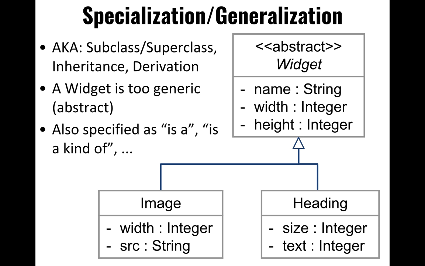So in this case, we have different names for these different kinds of things. We sometimes say that this is a base class, and these are all subclasses of some superclass, or this is a base class, and these are all derived classes of the base class. Or we say that a heading is a special type of widget. So we say that a heading is a widget, so there's an is-a relationship between the two. These are different jargons for the same idea, so you'll hear it named in different ways in different literature.